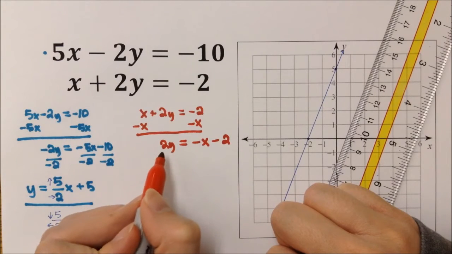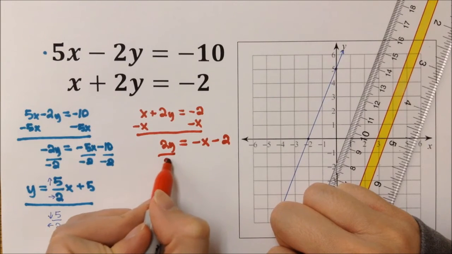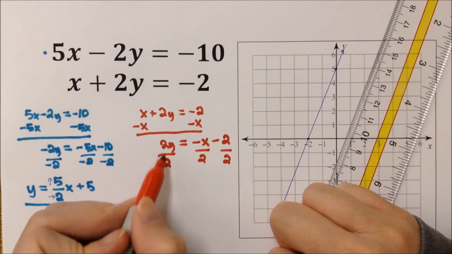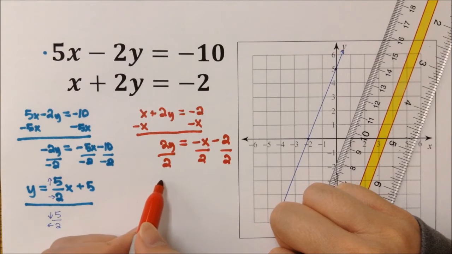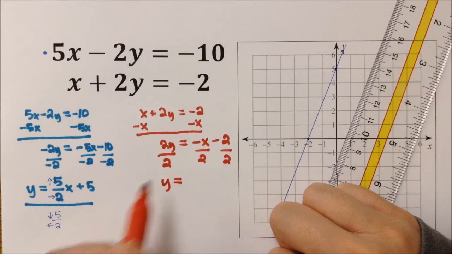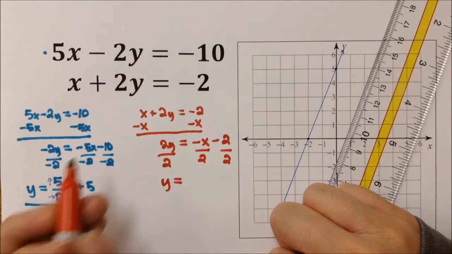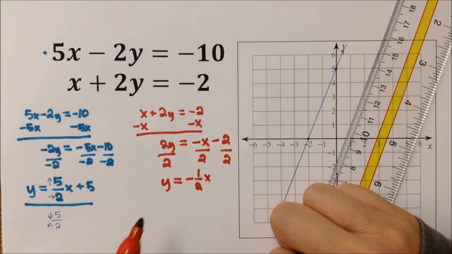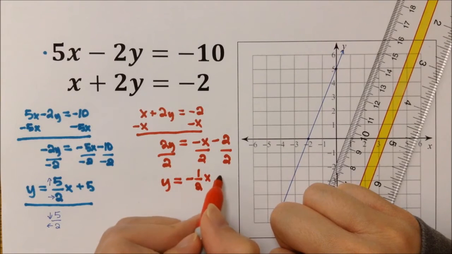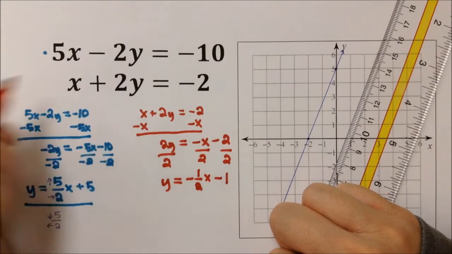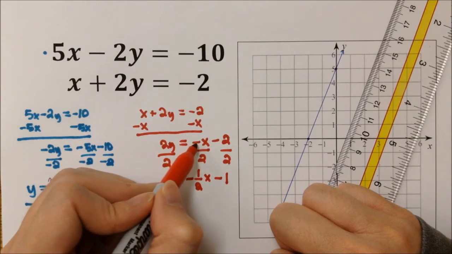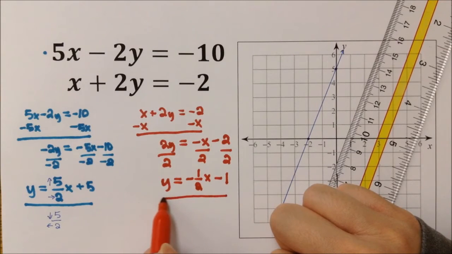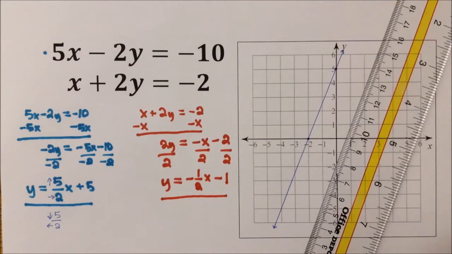And since I want to get y by itself, I'm going to divide everything by 2. So 2y divided by 2 simply becomes y. Negative x divided by 2 would simply become negative 1 over 2x. And then negative 2 divided by 2 would simply become negative 1. Remember, if you only see a negative x, it also means negative 1x. That's how I got negative 1 over 2. So here's our second slope-intercept.